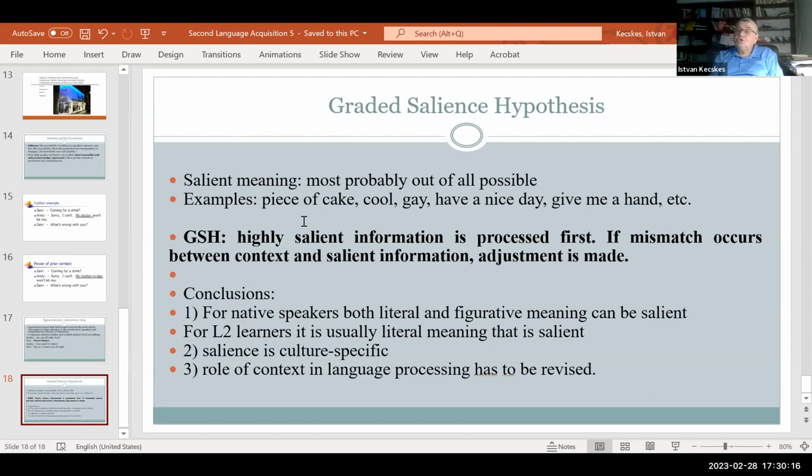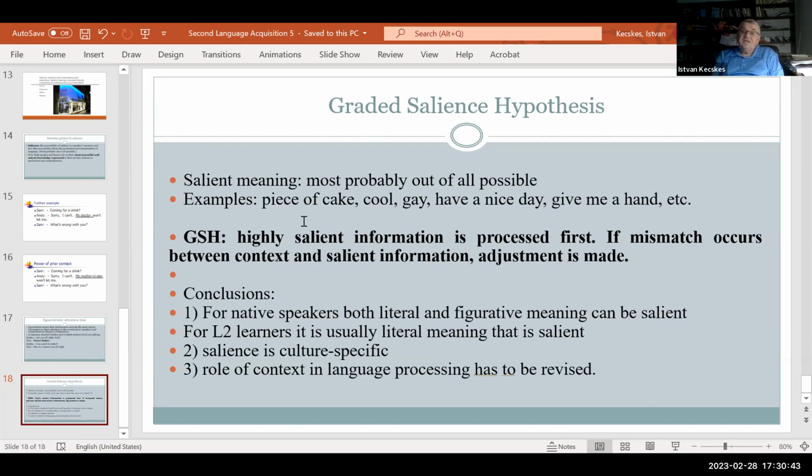And the same thing with cool, because cool's original meaning is a reference to the weather, reference to something that is not warm, but cool. But nowadays it is like a slang word, and everybody uses that in one meaning only. And the most salient meaning is one thing.